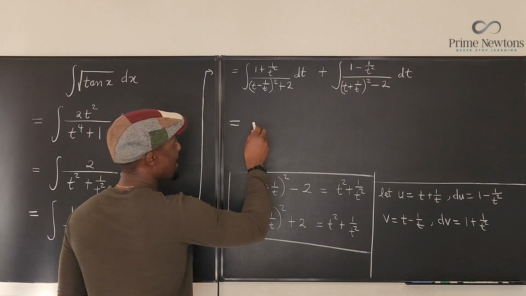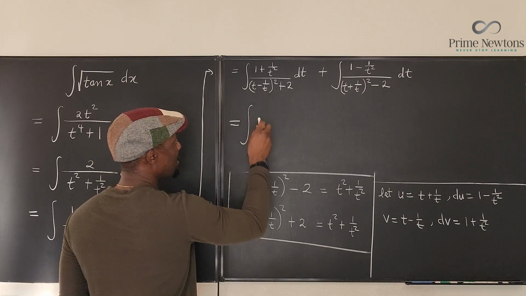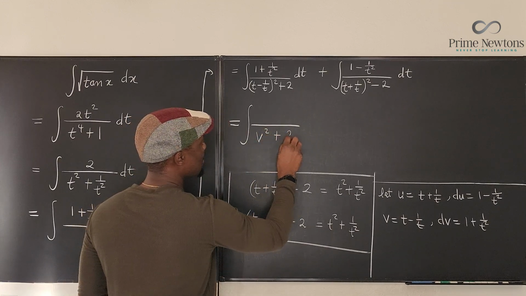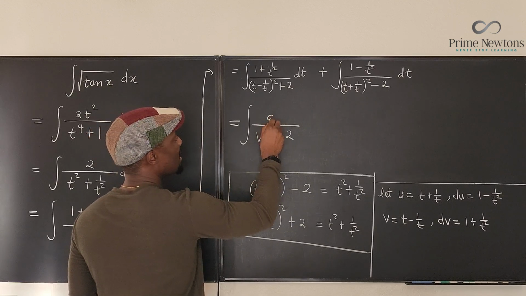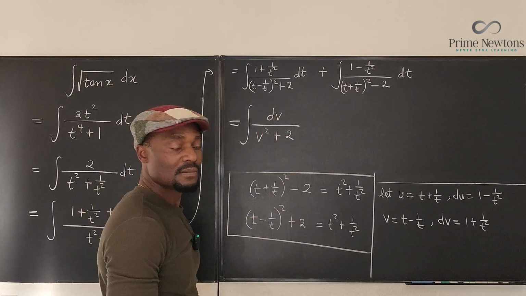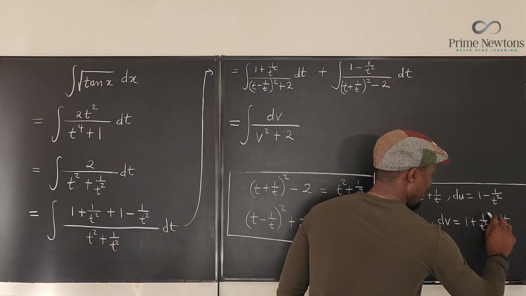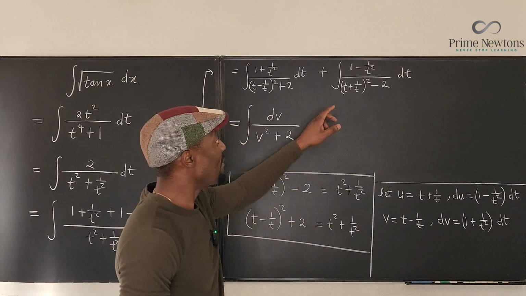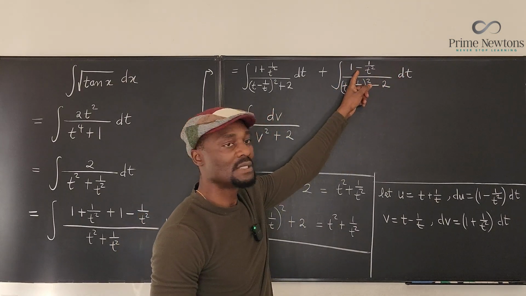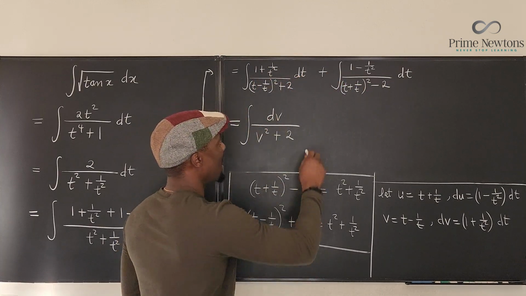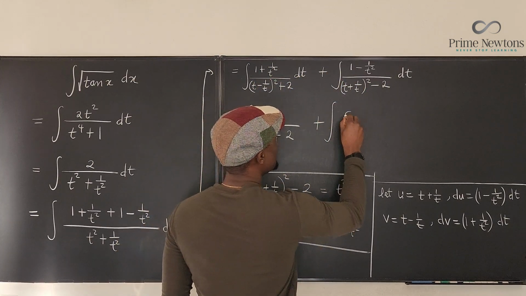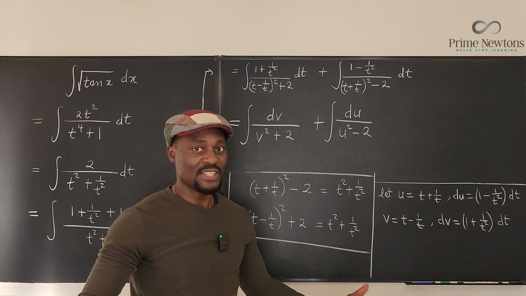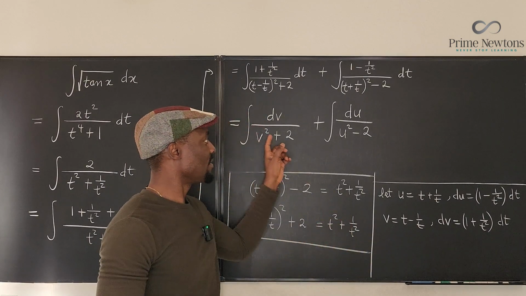And because we already did the work for the u and v substitution, see what I'm going to do? I'm going to say that the denominator that I have here is v squared plus 2, and what's on top of it is going to be dv. I forgot to put the dt's. So I'm replacing all of this dt with just du, all of this dt with just dv, and that's what I have, plus the integral of du over u squared minus 2. Now, any integration learner should be able to integrate both of these.